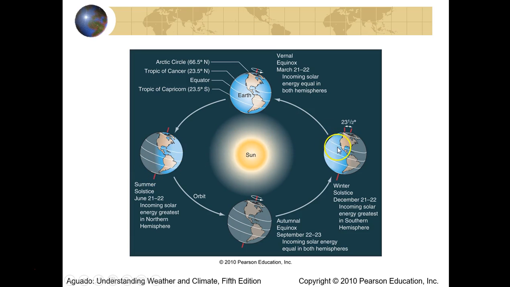So in winter solstice, it's vice versa. It's the southern hemisphere tilted 23.5 degrees towards the sun, and the northern hemisphere is tilted 23.5 degrees away from the sun. During the equinoxes, at the sides of the orbit, it is the equator in the middle of the Earth that is tilted towards the sun. So during the equinoxes, the sun's rays are concentrated, and they tend to move depending upon what season you're at.